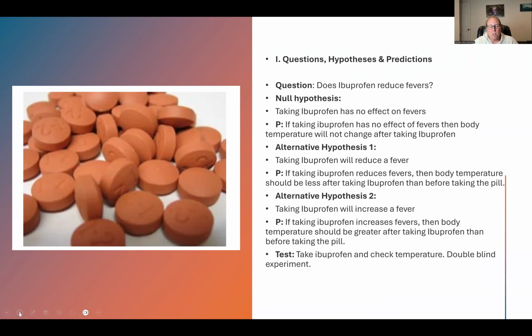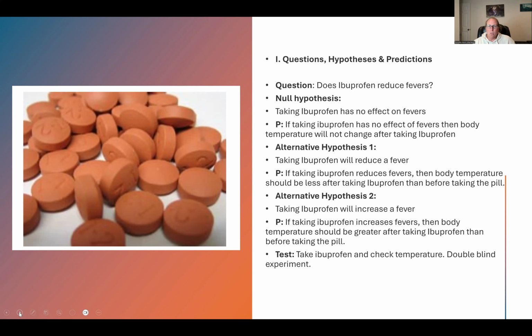All right, so here's a concept for you. What's the question? Does ibuprofen reduce fevers? All right, you have 3 hypotheses. One is that ibuprofen doesn't affect fevers at all, one that it will reduce a fever, and another that it will increase a fever. How would you measure that? You would give someone ibuprofen and see what happens, right? So you measure their temperature before and after.